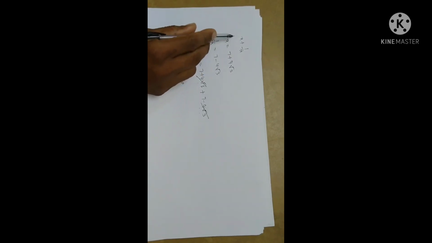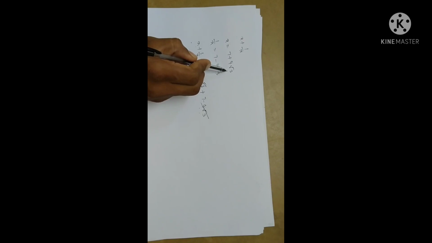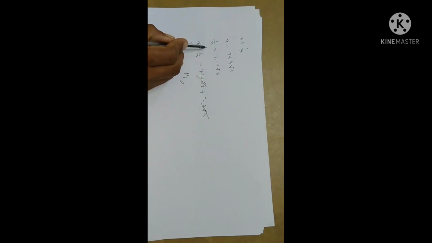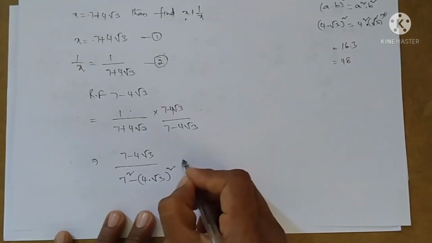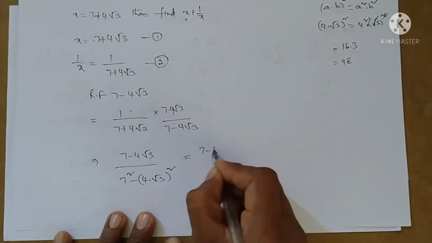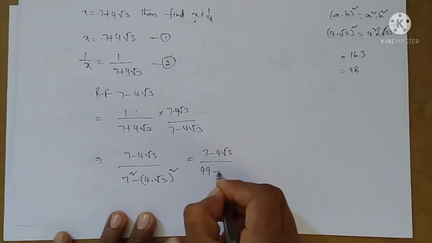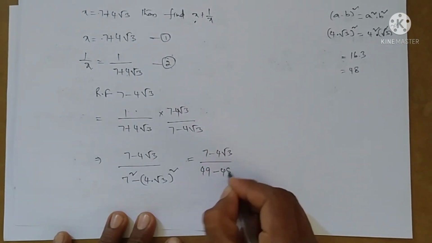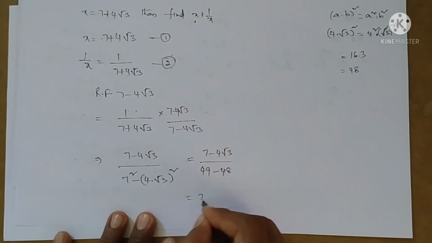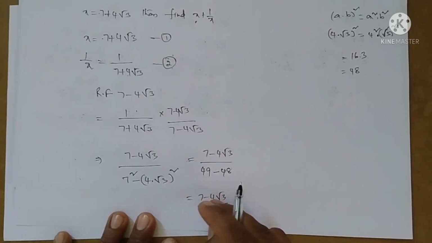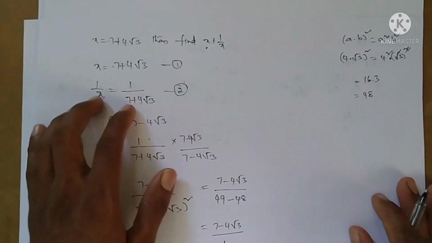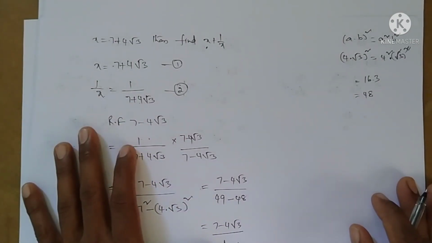Here x is equal to 7 plus 4 root 3. So 1 by x result we can get 7 minus 4 root 3 by 7 7s are 49 minus 48. So that is equal to 7 minus 4 root 3. 49 minus 48 result is 1, right? Right. So here the denominator is rationalized.